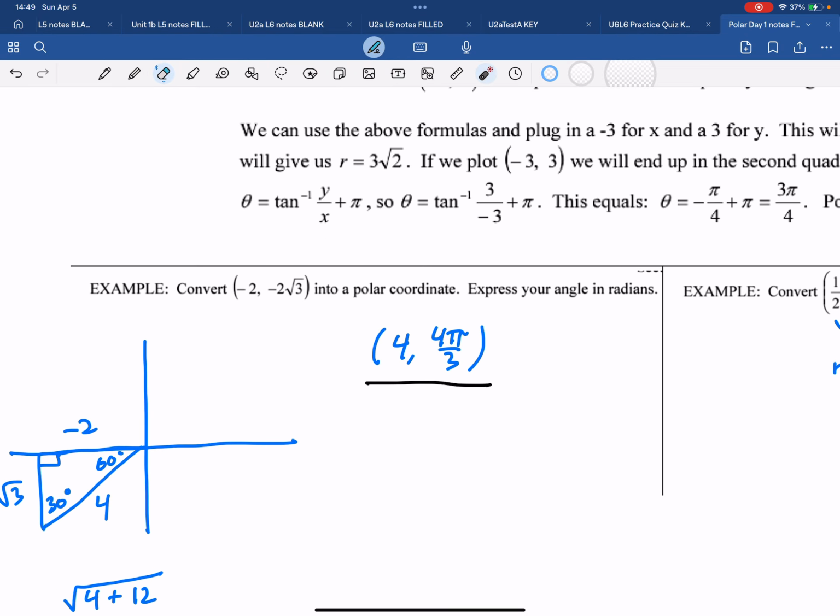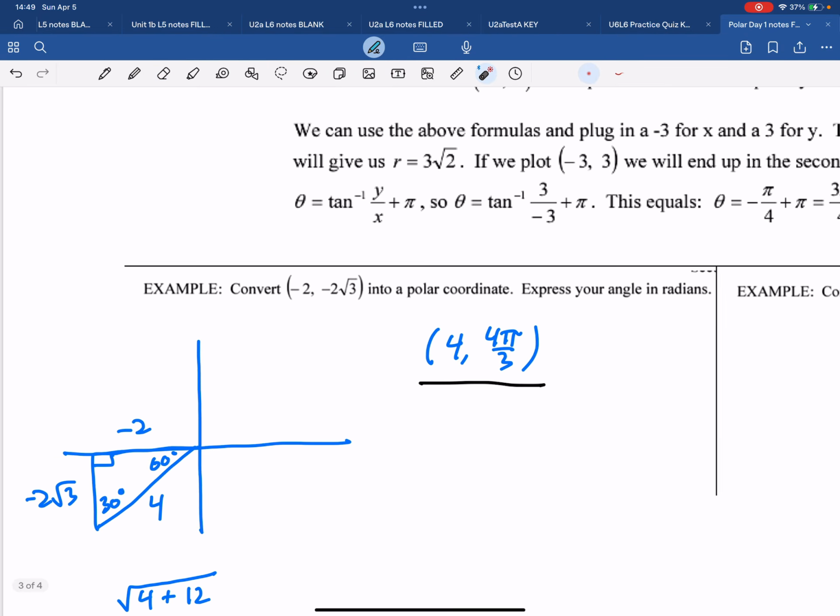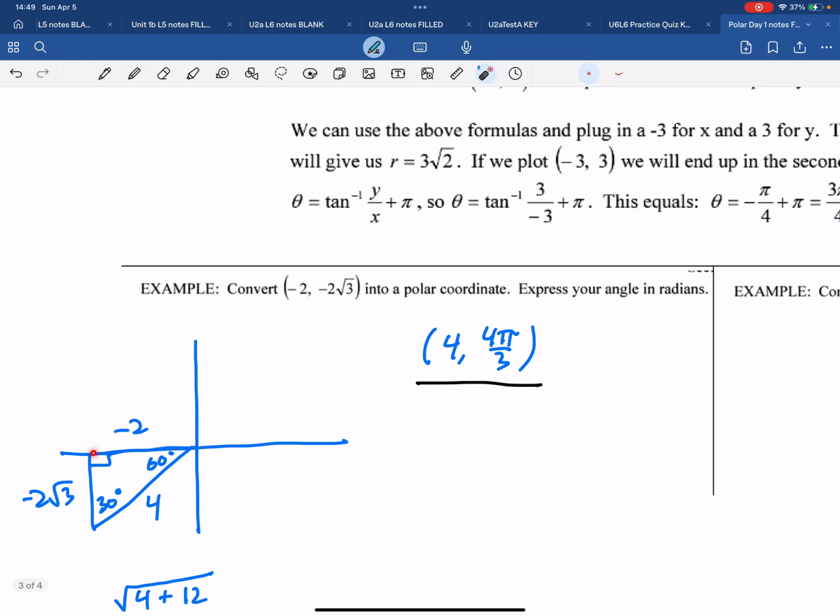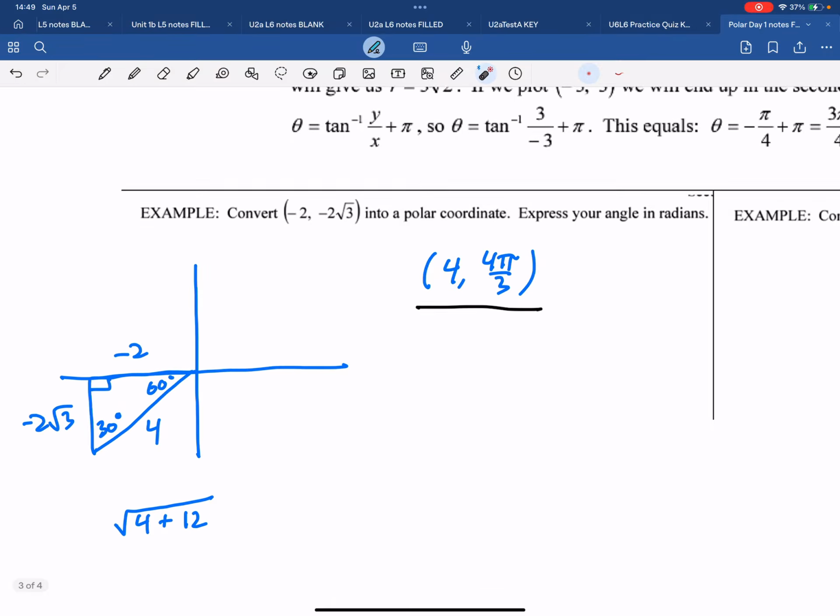So if we draw this point, -2 left, -2√3 down, right? I know this is my bigger side length, so that's going to be 60 degrees. Here's my 30, here's my 90. Okay, so I've got a 1/2, √3/2, and 2 or 1 relationship. So this side gets doubled. I know my hypotenuse is 4.